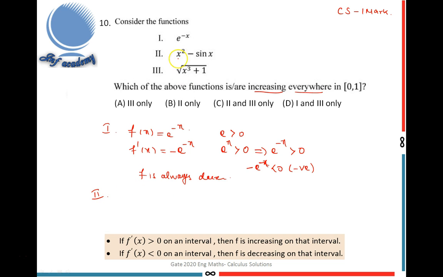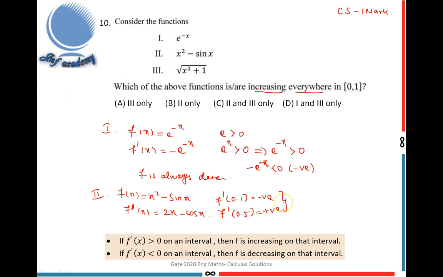Next, the second one is x square minus sin x. F of x equal to x square minus sin x. F dash of x equal to 2x minus cos x. Here the interval is 0 comma 1. First I substitute the point 1. I get f dash of 1 is negative. I substitute another value in the interval, f dash of 0.5. This is positive. Here one sign change is available. At this place f has a stationary point.